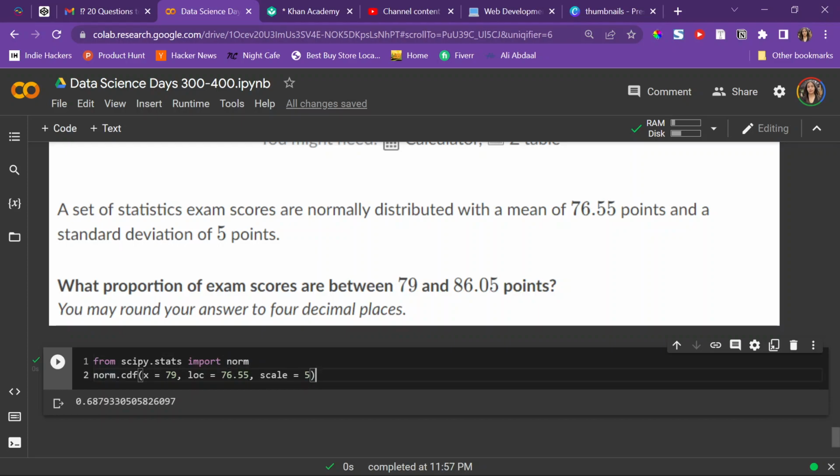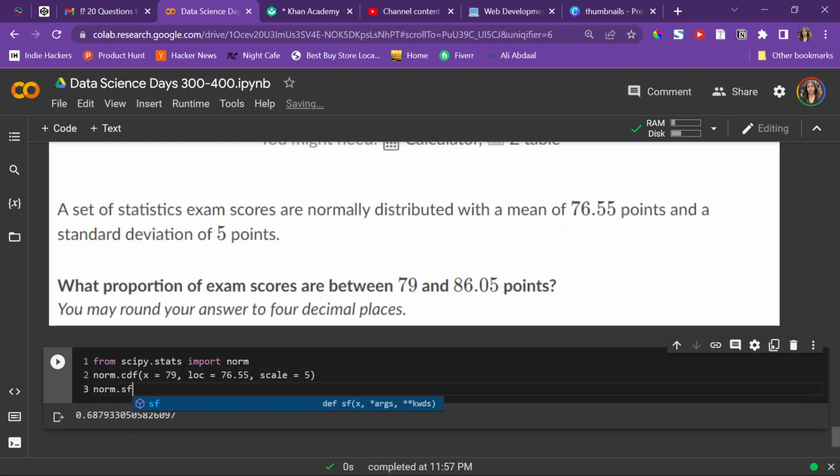and then what we really want is the proportion or the area between 79 and 86.05. So in Python, there's this function CDF, and there's also the SF function, which is basically calculating the area to the right. So that would look like norm.sf, and then I'll put in my x, 86.05, have the loc be the same, 76.55, and the scale be 5. And this is the proportion of exam scores that are higher than 86.05.